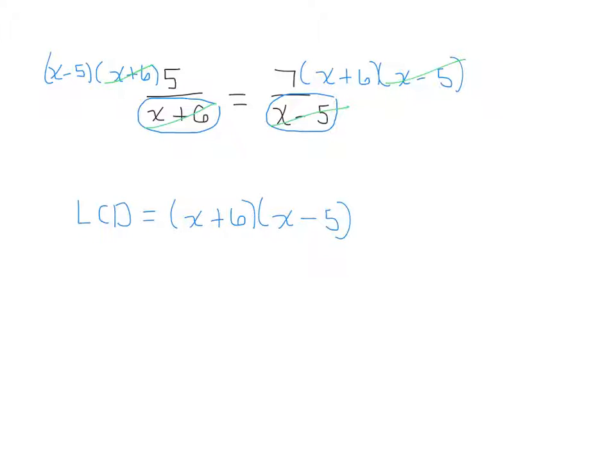So all that I have left on the left is the 5 times the quantity x minus 5, and of course I have to distribute. And all that I have on the right side of the equal sign is the 7 times the quantity x plus 6, and of course I have to distribute.